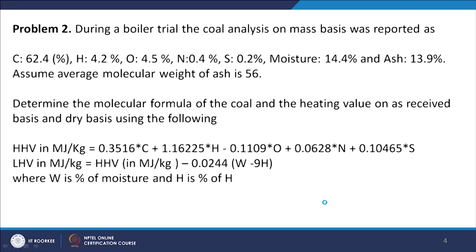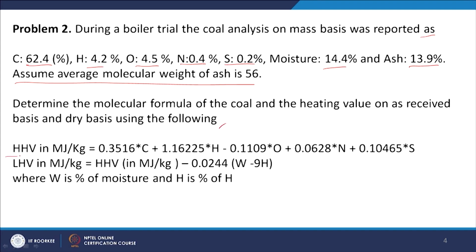Now, our second problem, it says during a boiler trial the coal analysis on mass basis was reported as carbon 62.4%, hydrogen 4.2%, oxygen 4.5%, nitrogen 0.4%, sulfur 0.2%, moisture 14.4%, ash 13.9%, and assume average molecular weight of ash is equal to 56. Then determine the molecular formula of the coal and the heating value on as received basis and dry basis using the following.